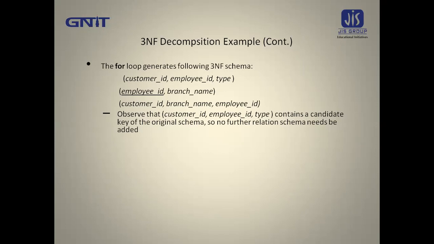So the for loop generates the following 3NF schema: customer ID, employee ID, and type; employee ID branch name; customer ID branch name, employee ID. Now you can observe that customer ID, employee ID, and type contains a candidate key of the original schema. So no further relation schema needs to be added there.